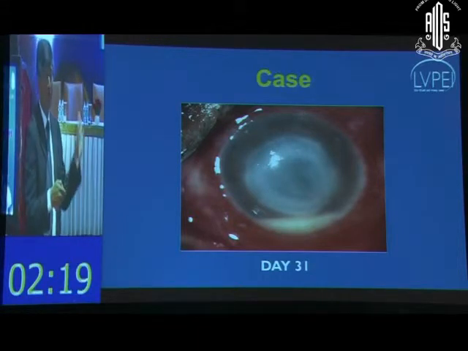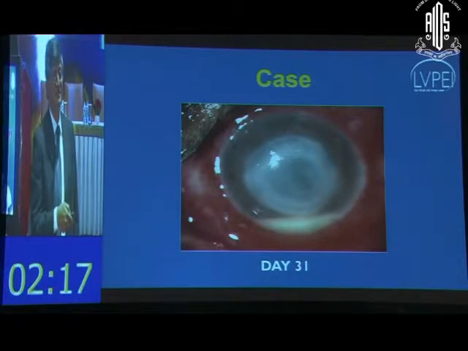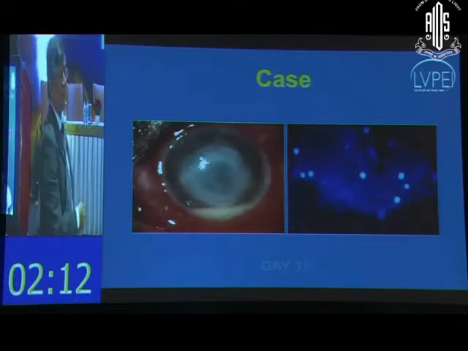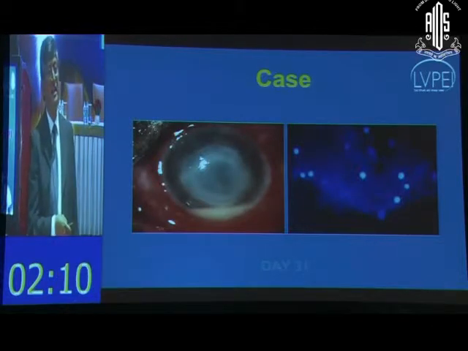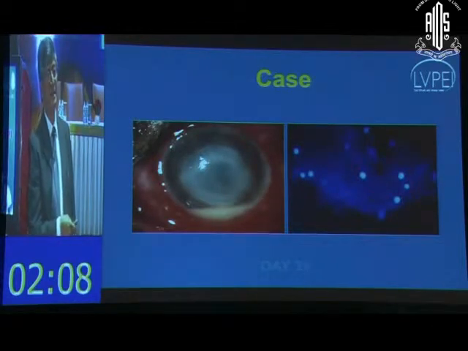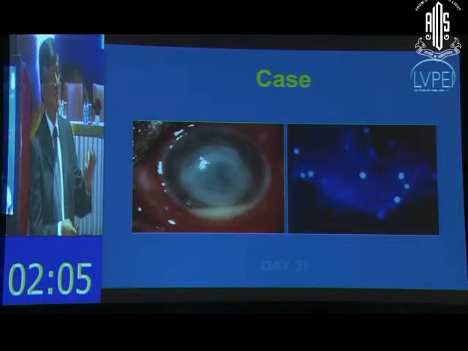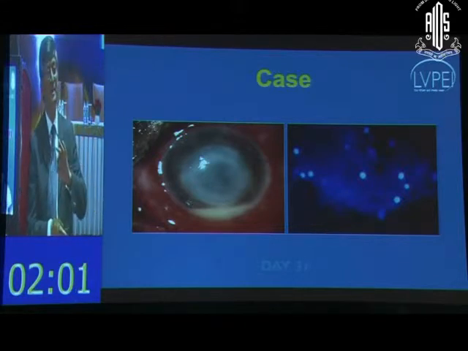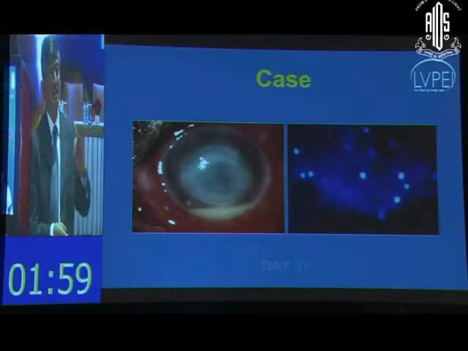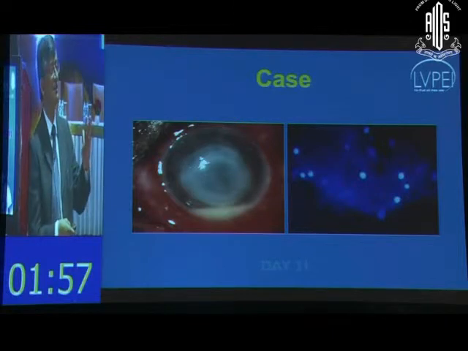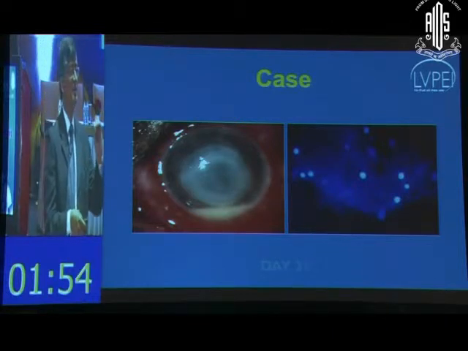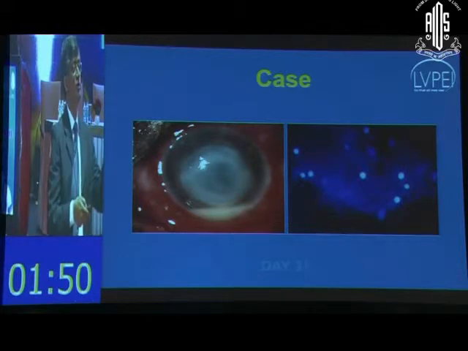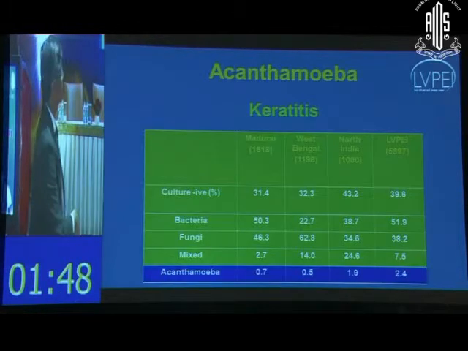What is now your thought process? Secondarily infected. It's not secondarily infected. The corneal scraping at this stage showed multiple acanthamoeba cysts. And acanthamoeba is known to present with a clinical picture mimicking herpes simplex virus keratitis. So the lesson that you can take from this case is that if you start treatment with antivirals and the patient does not respond to antiviral therapy, you should consider differential diagnosis of acanthamoeba.